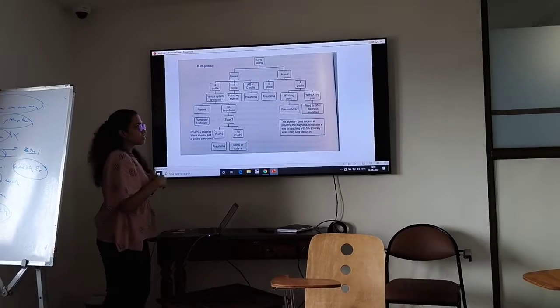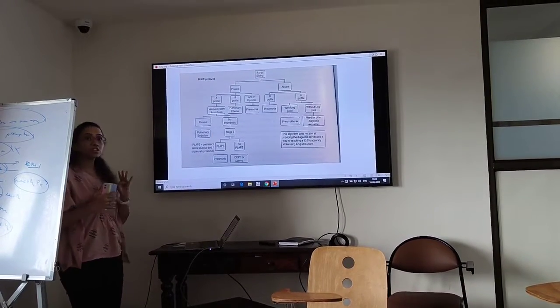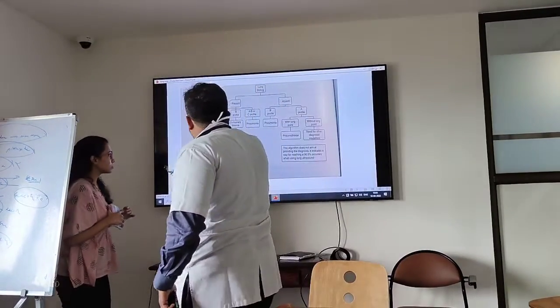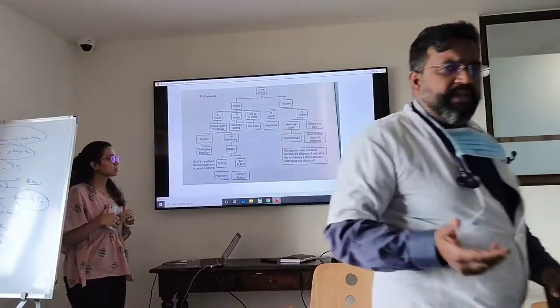This algorithm doesn't aim at providing the diagnosis, but it is so important to see. If you get all of this negative and flaps are also negative, you are dealing with COPD and asthma. You can actually diagnose it, because it's nothing else.